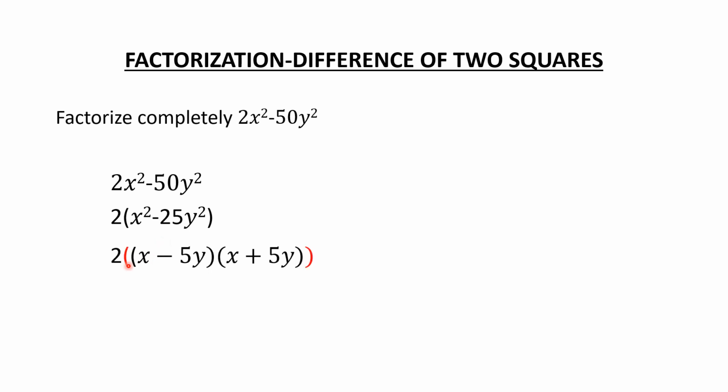Okay, well, the 2 is going to be outside. 2, x minus 5y, x plus 5y. So we first did common factors, then here we did difference of two squares, hence we have this. So this marks the end of factorization type 2. Watch out for factorization type 3.